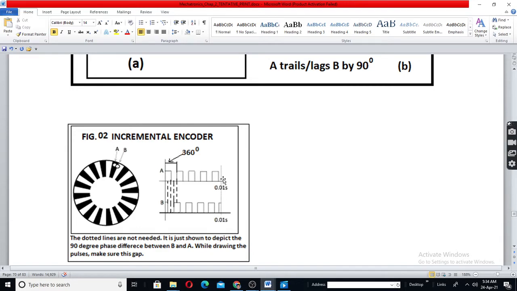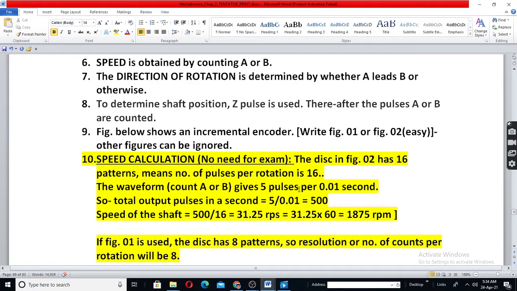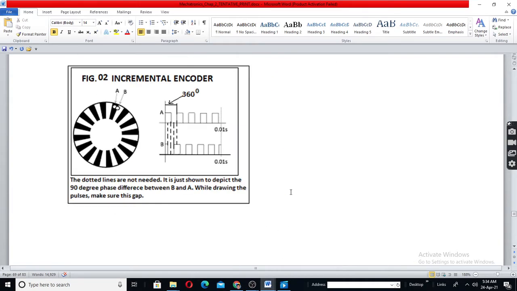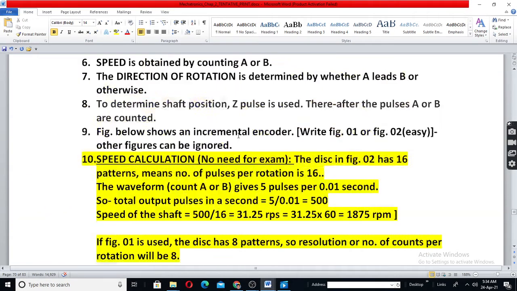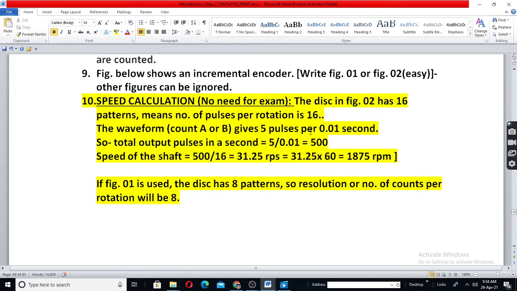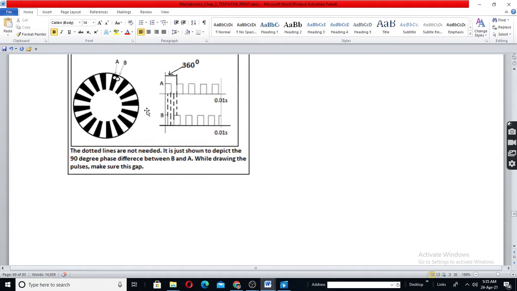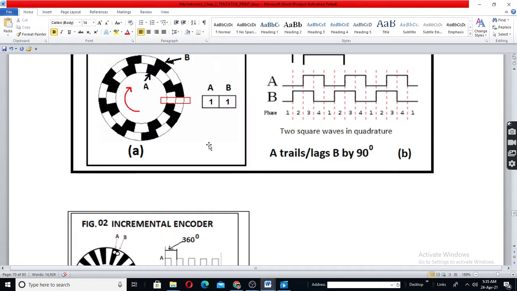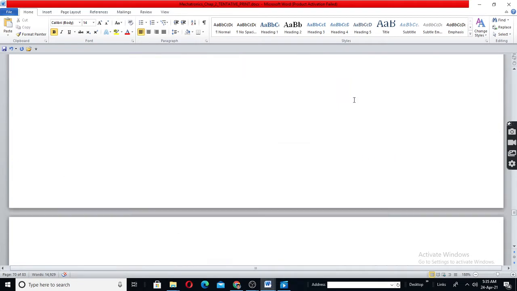In 0.01 second. Okay. So it gives 5 pulses per 0.01 second. It means number of pulses per second is 500. 5 pulses per 0.01 second means 500 pulses per second. But for one rotation, there is 16 pulses. You see, there are 16 patterns. Here it is 8. Okay.